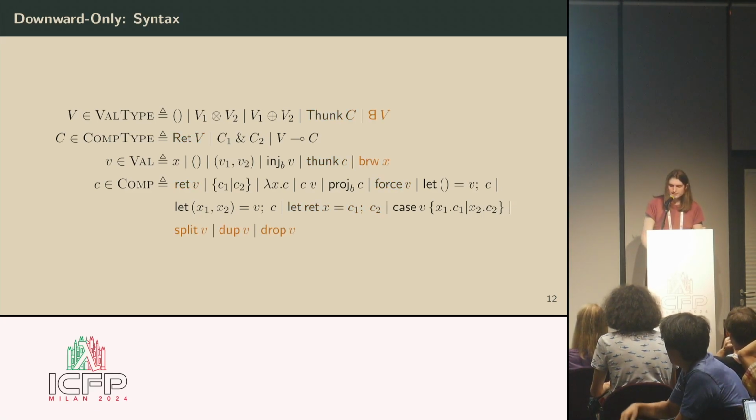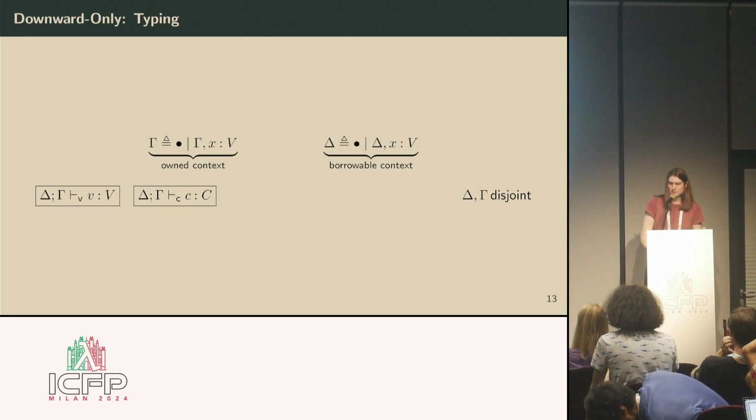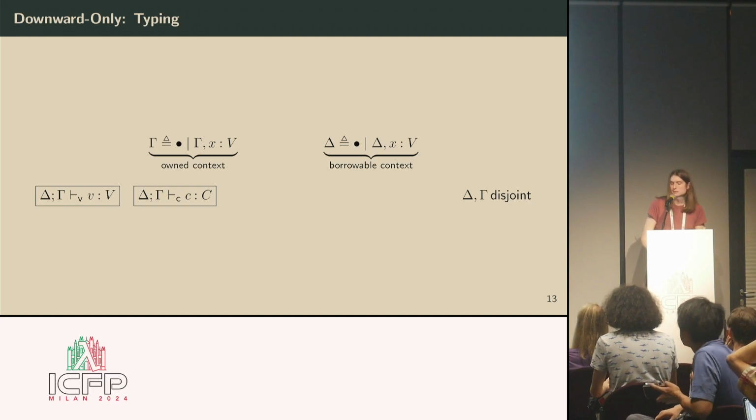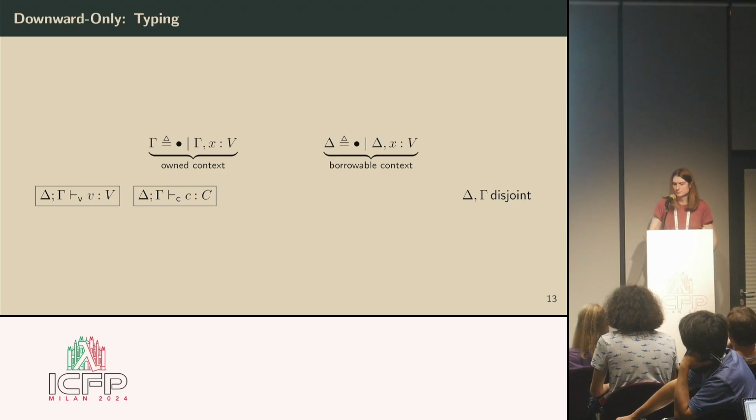So we add a borrow type and a borrow value, and some operators for working with borrows that I've already shown you. And we have 2 typing contexts. We have an owned context, and we have a borrowable context. So gamma is treated linearly, but delta is duplicable because we just have immutable borrows. And they have to contain different variables.